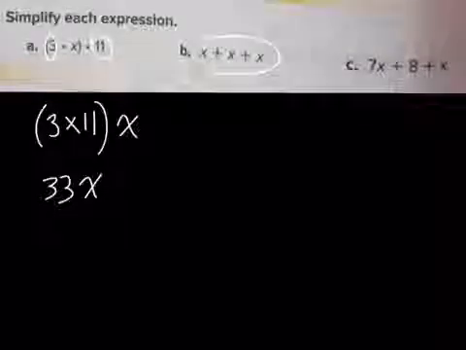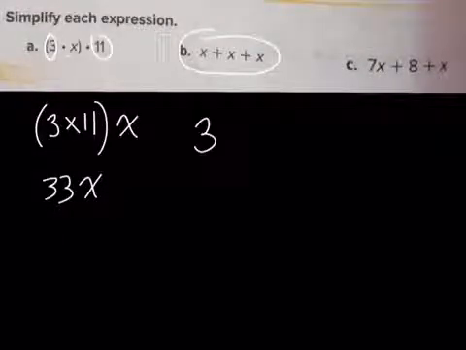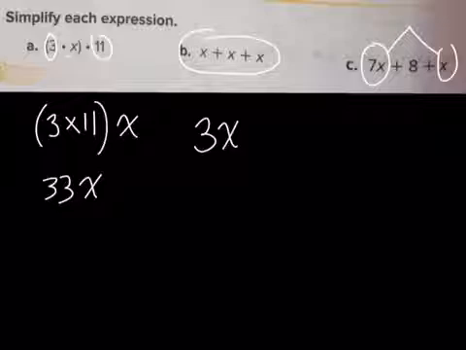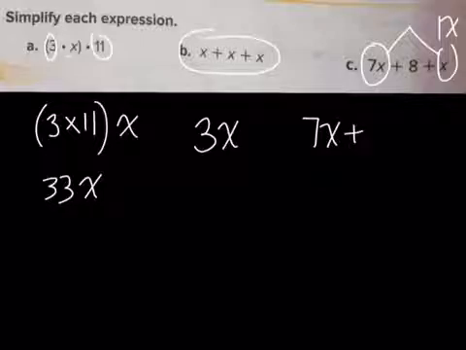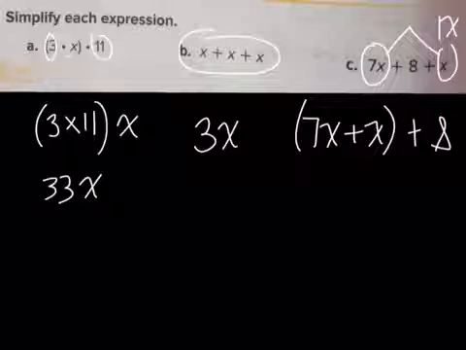Over here I have x plus x plus x. It's simply, there's 3 of them. There's 3 x's, right? 3 x's. And then I have 7x plus x. I'm going to use these like terms. Remember, this is 1x, right? So I have my 7x plus x plus 8. There, I use associative property. 7x plus x equals 8x plus 8.